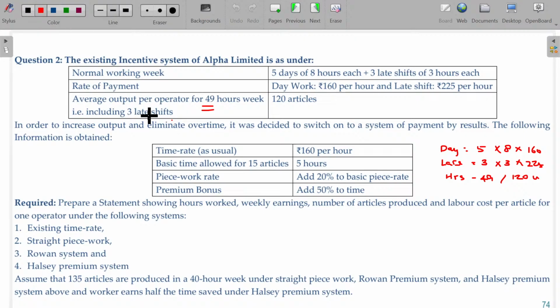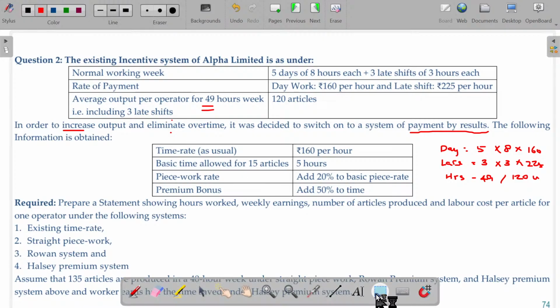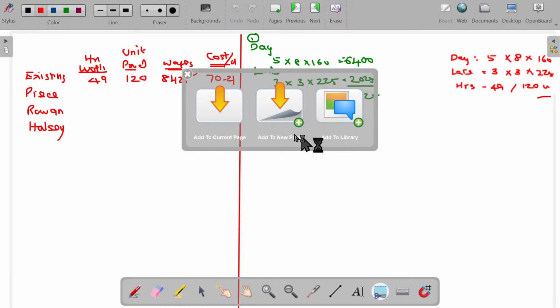We'll start with this one. In order to increase the output and eliminate overtime, it was decided to switch to a system of payment by result. The following information is obtained. Time rate as usual 160 per hour. Basic time allowed being 15 articles for 5 hours. Okay. I'll take all this information here.